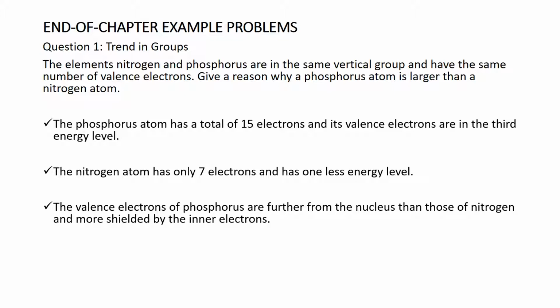The valence electrons of phosphorus are further from the nucleus than those of nitrogen. So if you think of the circle, again, the circle of people dancing, the circle of phosphorus is much bigger than the circle of nitrogen. So the valence electrons of phosphorus are much more shielded by the inner electrons compared to the valence electrons of nitrogen. Therefore, phosphorus is a larger atom. So phosphorus is a bigger circle than nitrogen because of that.